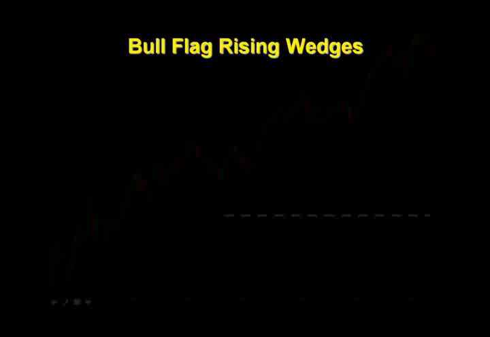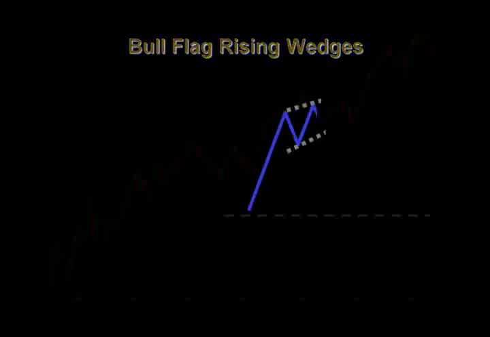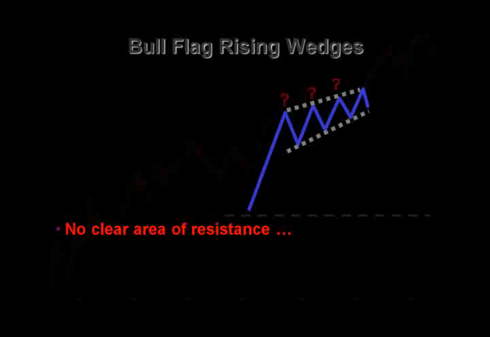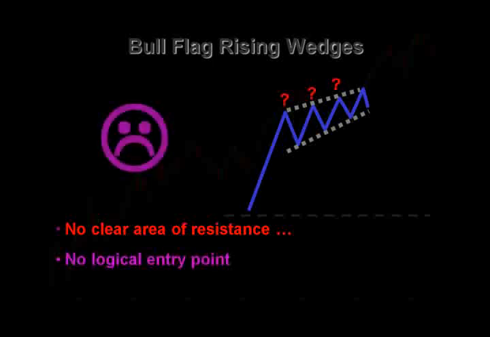So let's look at our old friend, the bull flag rising wedge. Now, it's not really our old friend because we don't like this, but now I'm going to put it into context as to why we don't like it. Where would you enter this trade? Where is the clear area of resistance? There isn't, because we don't have a top of the flag, which is a clear area of resistance.